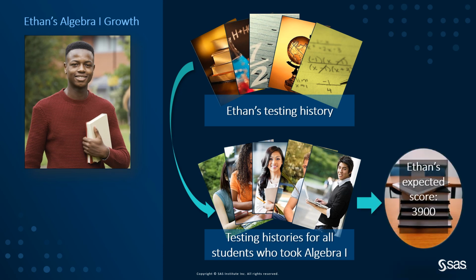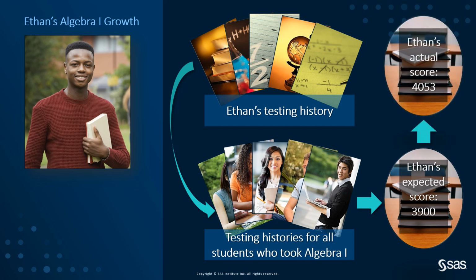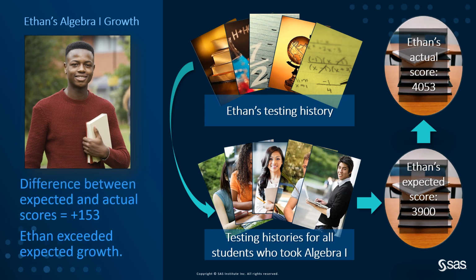And in the case of the adjusted model, the additional student level and group level characteristics. His expected scale score is 3,900. It turns out that Ethan has an exceptional learning experience, and his actual score is 4053. This positive difference of 153 shows that Ethan exceeded his expected score, thereby gaining ground and exceeding expected growth.